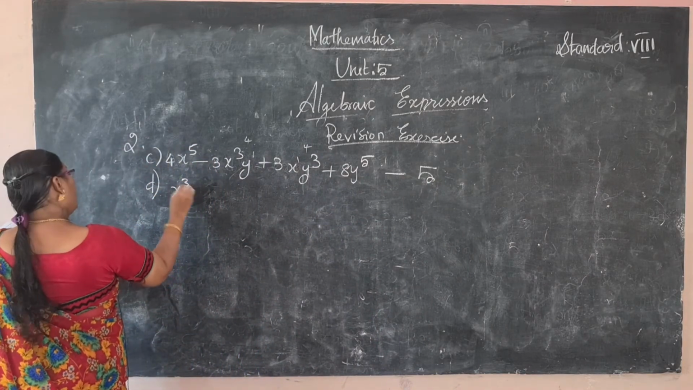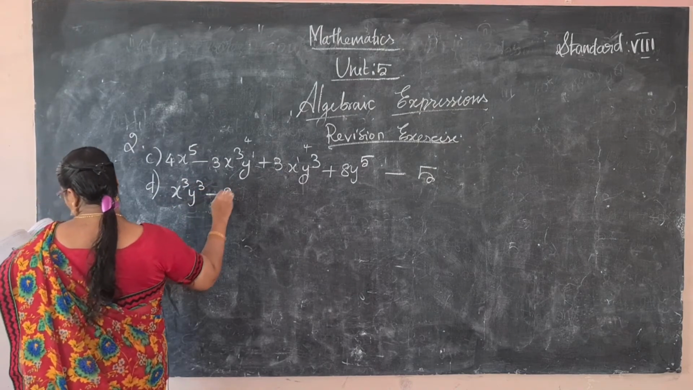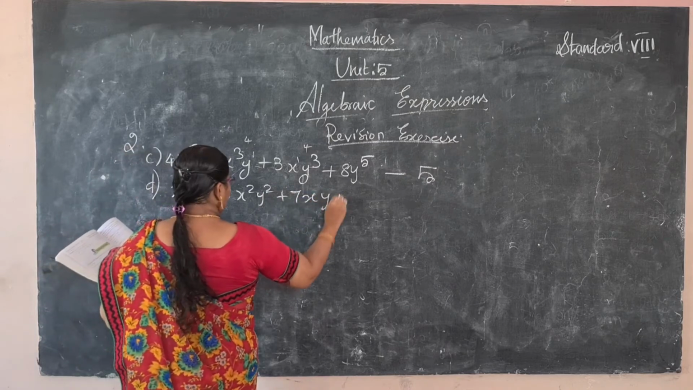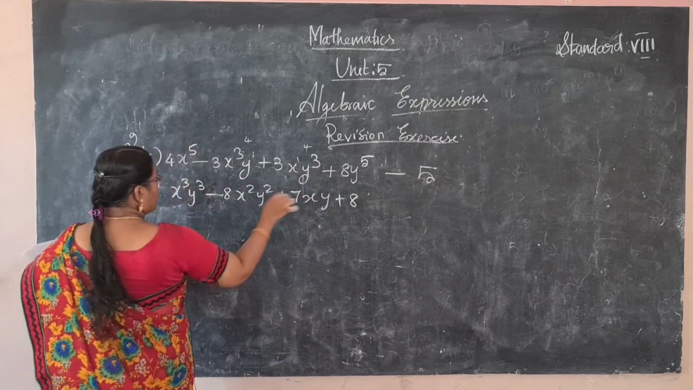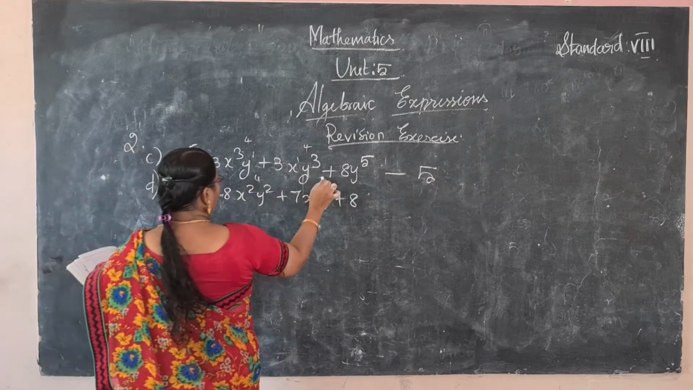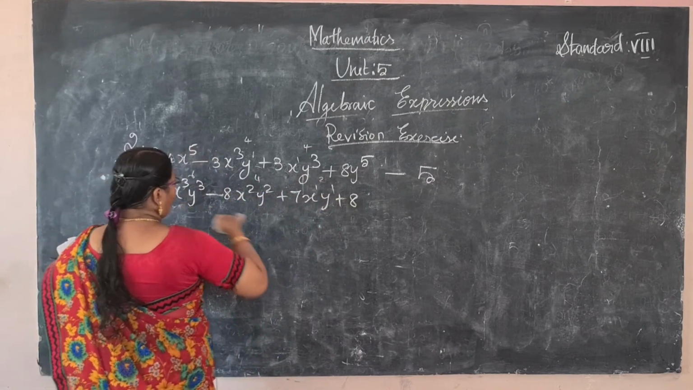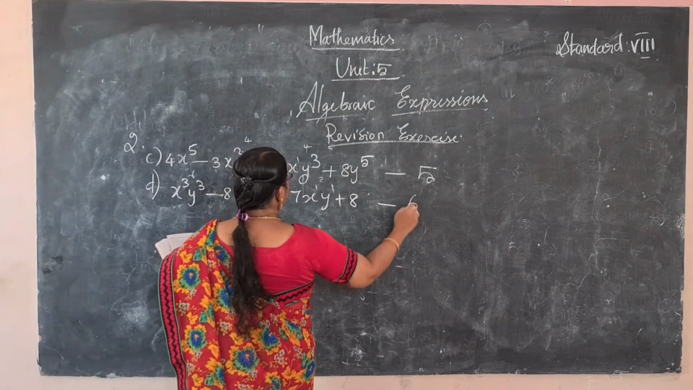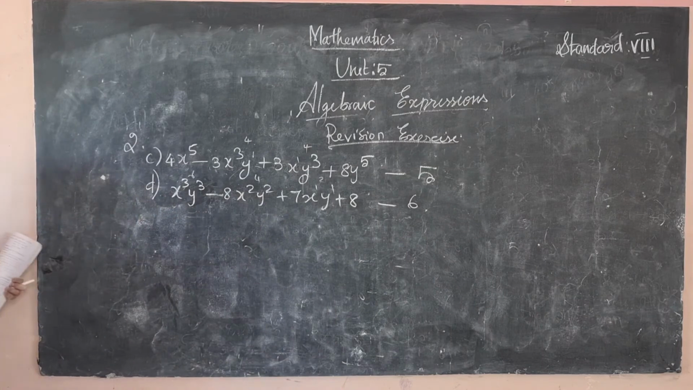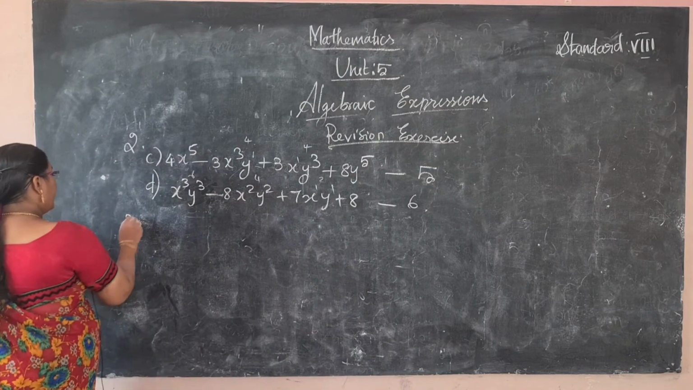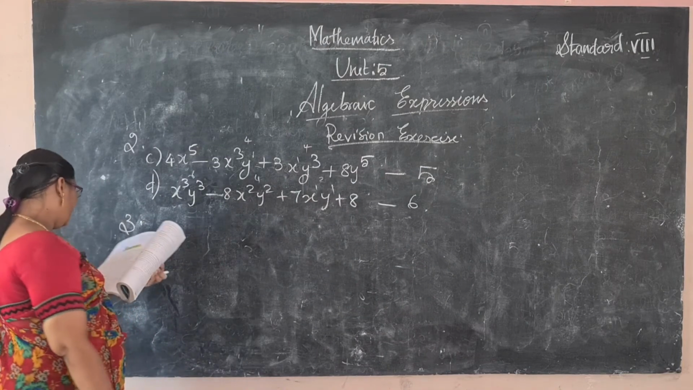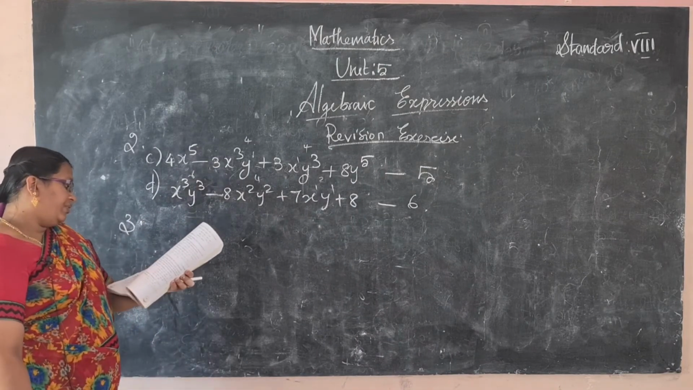And next one, D. x^3y^3 minus 8x^2y^2 plus 7xy plus 8. So the highest power: here 6, now 4, 2. The highest power of the polynomial or algebraic expression is 6. Which one is the highest? 6 is the highest power of this algebraic expression. And third, which of the following algebraic expressions are like terms?